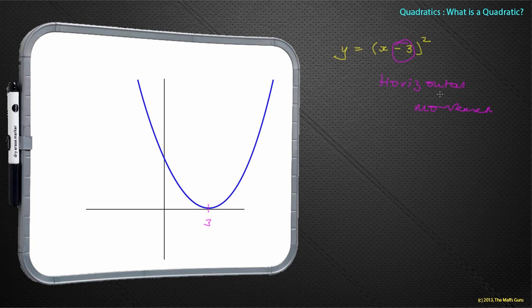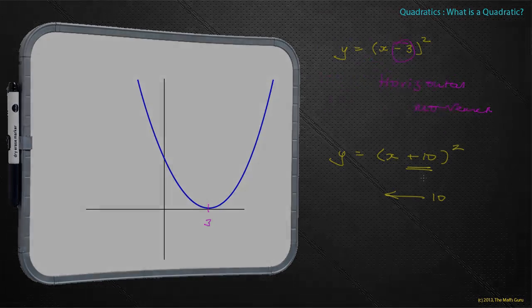Oh, handwriting's bad today. But it's the opposite way inside the bracket than we're expecting. So if I had the graph of y equals (x plus 10) squared, we would automatically be thinking, oh, well, plus 10 will move it to the right 10 places. It actually moves the graph 10 places that way, to the left. Right? So just remember, inside the brackets is the opposite of what we were expecting.